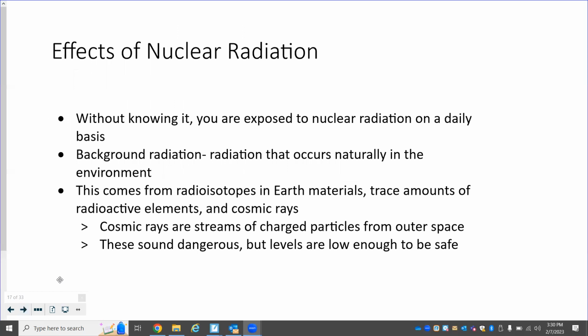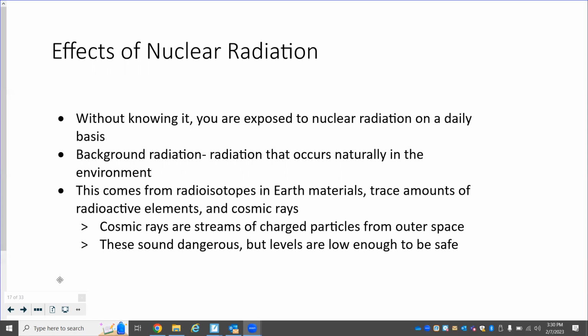So looking at nuclear radiation, without you kind of knowing it or being aware of it, we are exposed to nuclear radiation on a daily basis. There are radioactive isotopes in the soil and material around us daily. So we are constantly being exposed to that energy that is being given off. But it is what we refer to as background radiation. This radiation occurs naturally in the environment, but it is at lower levels.